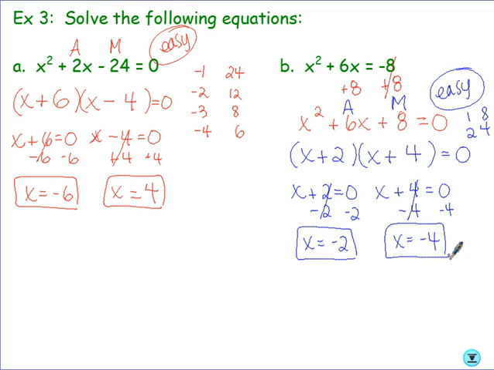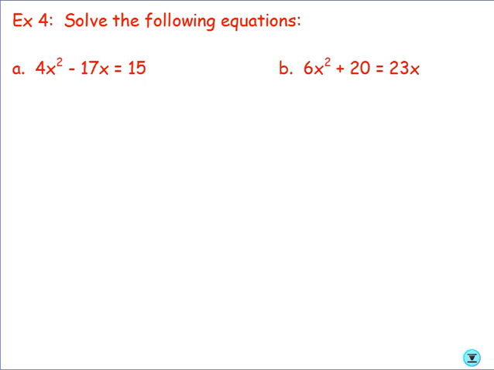So let's take a look at some harder problems. So this first one, we're going to do together. You're going to do B on your own. Do we have a 0? No. Is x squared positive? Yes. So I need to move 15. Subtract 15 because that's the opposite. Are any of these three like terms? No. So we have 4x squared minus 17x minus 15 equals 0.